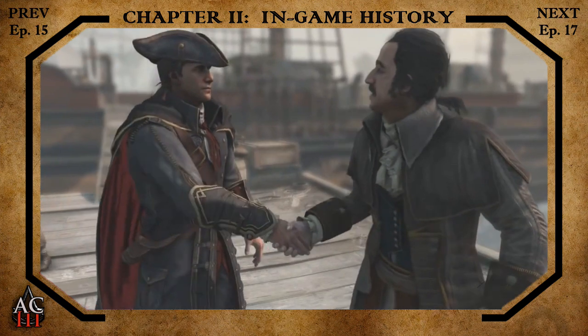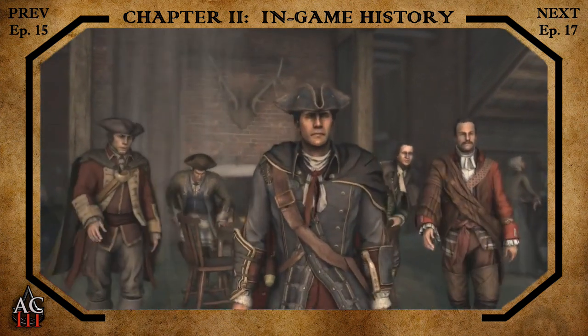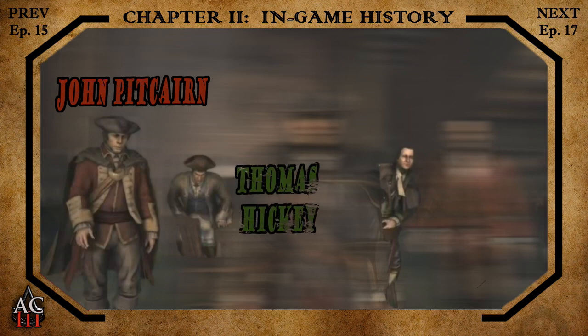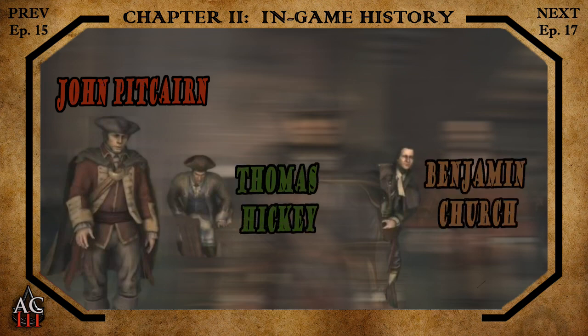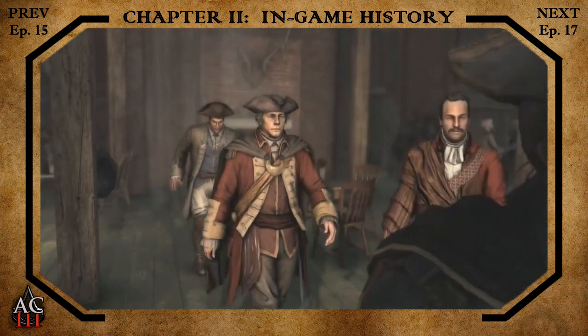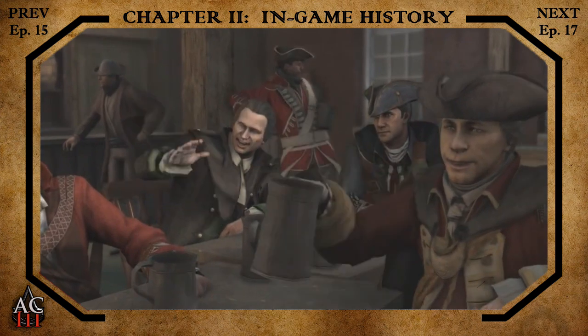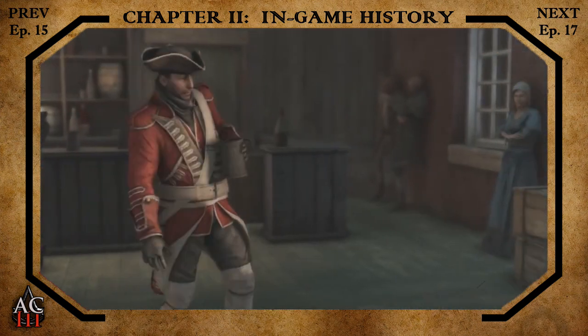Working in unison with Charles, Haytham would then proceed to gather his other local Templar allies, among which were the Marine Lieutenant John Pitcairn, the soldier Thomas Hickey, and the physician Benjamin Church. Although some records are contradictory on when Pitcairn and Hickey reached the colonies, certain sources claim that all of these individuals would have historically been present in that general area at that time.